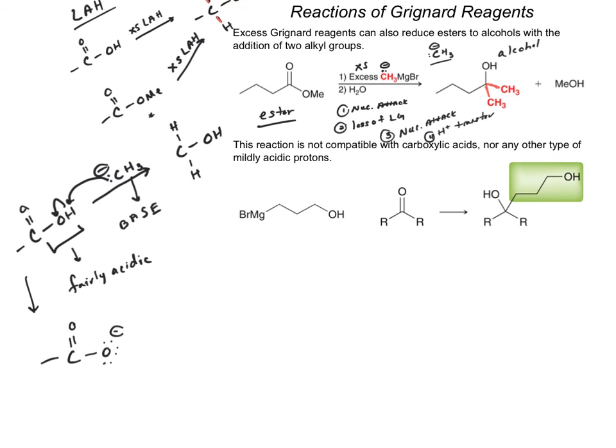Okay, so there's another kind of consequence to this basicity of the Grignard reagent, and that's the fact that we cannot have a Grignard reagent that has even a mildly acidic proton on it, right? So for example, let's say that I had this guy, so we have our, let's say, propanol.